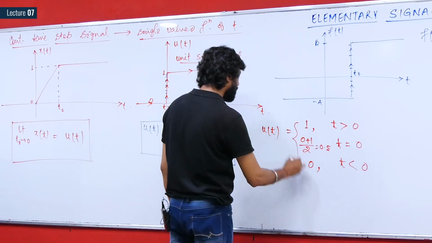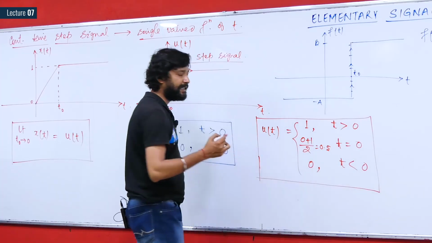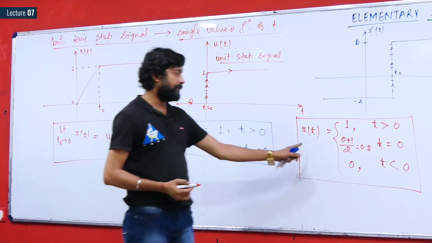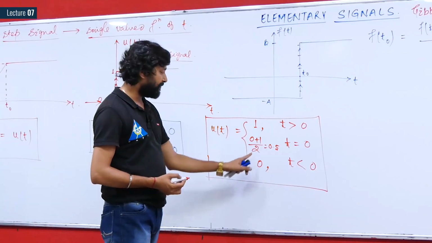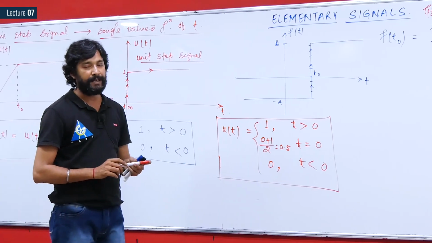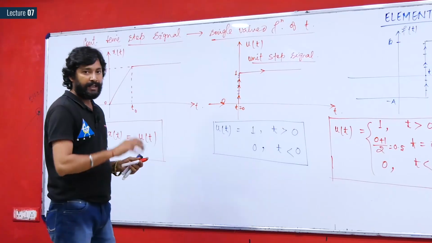So we can approximate the value of the step function at the point of discontinuity by taking the average of the values, that is 0 plus 1 divided by 2. So we can write u of t is 1 for t greater than 0, is 0 for t less than 0, and at 0 it will be approximately 0.5. So if you see here, this is your step function.